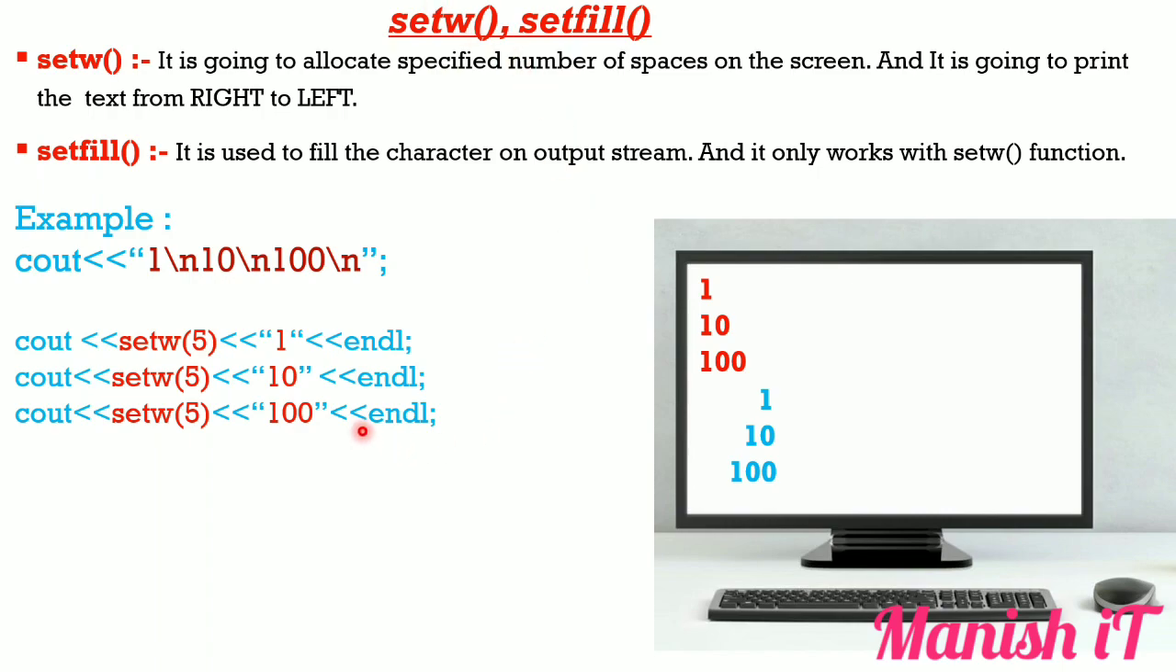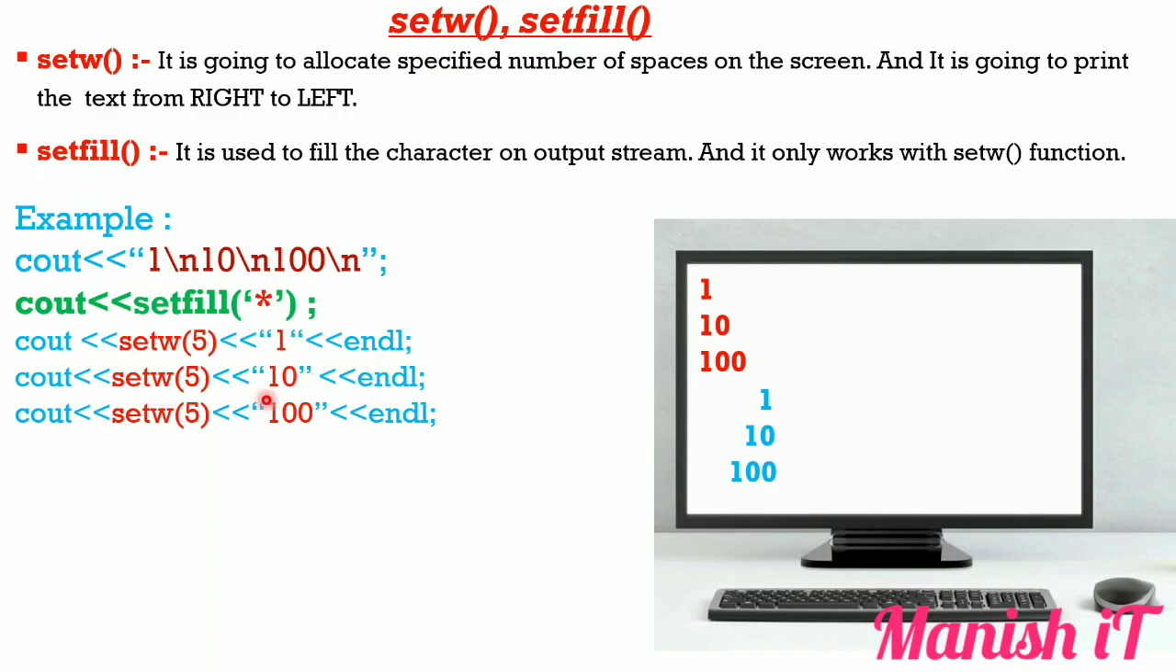And how does it work? See, we have to write our logic like cout, insertion operator, setfill, and inside this setfill function we have to pass the character we want to fill here. I already said I want to fill it with a star. That character must be written within single quotation marks, so here I have used single quote, star, single quote.